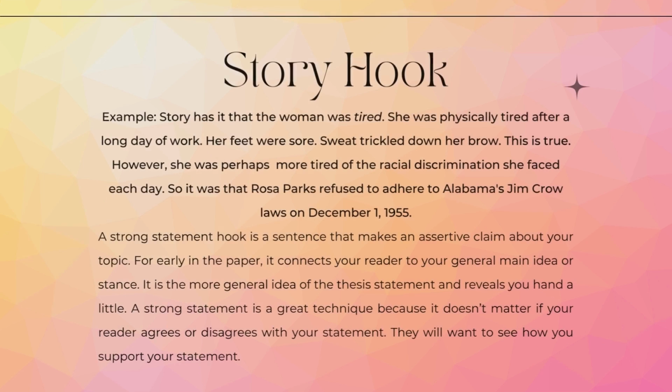And so let's look at the story hook. The story hook is a hook that uses imagery, vivid imagery, and a lot of emotional appeals and pathos to appeal to the reader. Here's an example. Story has it that the woman was tired. She was physically tired after a long day of work. Her feet were sore. Sweat trickled down her brow. This is true. However, she was perhaps more tired of the racial discrimination she faced each day. So it was that Rosa Parks refused to adhere to Alabama's Jim Crow laws on December 1st, 1955.